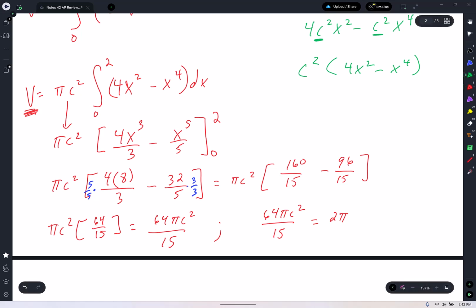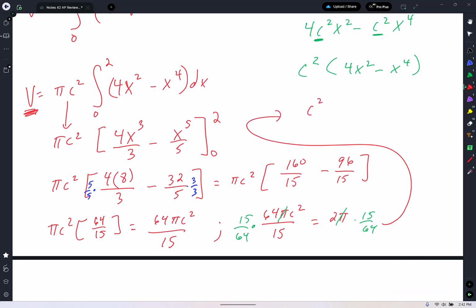So I'm going to multiply this. Let's see, what am I doing first? Pi's cancel out. Multiply by 15 over 64. So here's what I have, and I'm going to write it over here in the open space. C squared equals 2 times 15 is 30, 30 over 64. That does reduce, but I'm not going to reduce it, because when I take the square root, the square root of 64 is 8. So I'm going to leave it like c equals square root of 30 over 8.